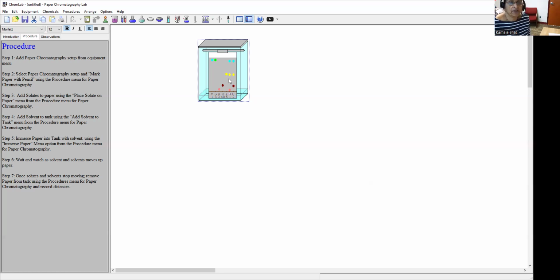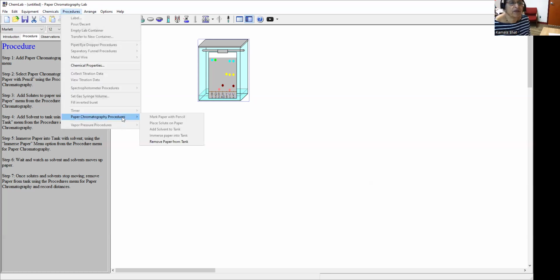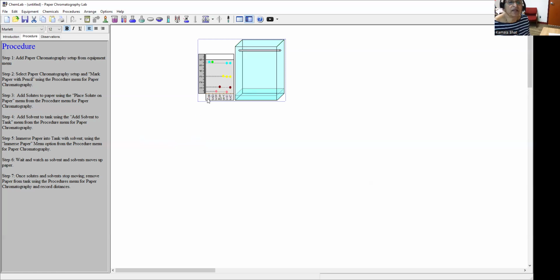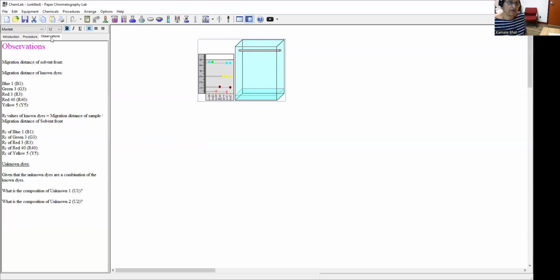So watch it carefully. Once it's done, you go to the procedures for the paper chromatography procedure. Remove the paper from the tank, and now you can read the procedure. Read the positions of each of the solutes, and the solvent line is at 6, then you have 5. So you have 1, 2, 3, 4, 5, 6, and then you can calculate the RF value. Fill up all of these, complete the answers, and then they ask you what is the composition of the dye for U1 and U2. And so you can write over there.